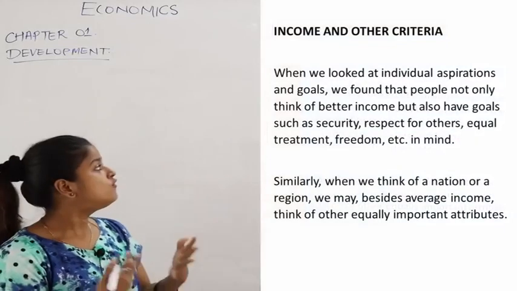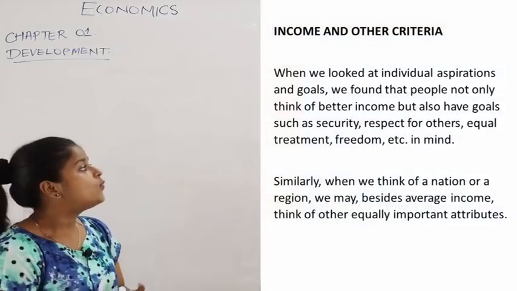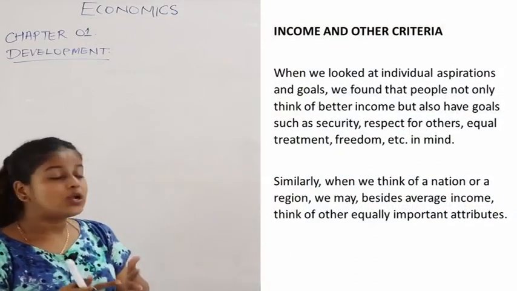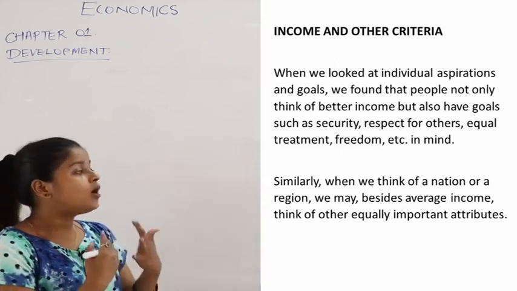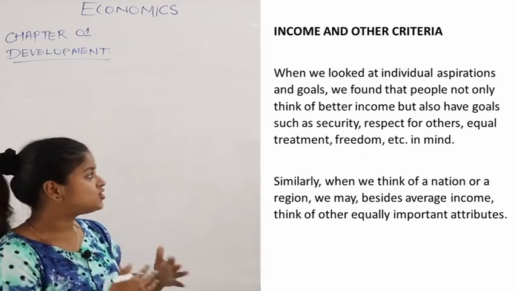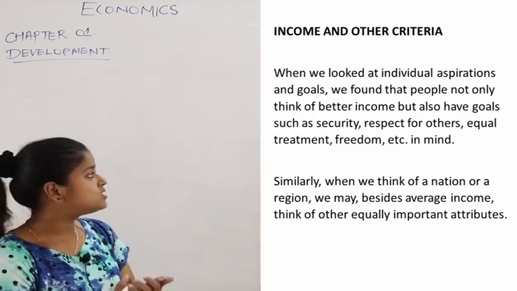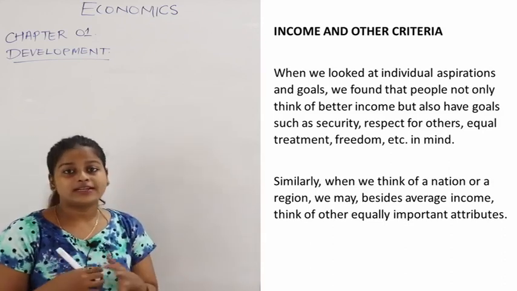Okay, let us now move on to the next topic, that is income and other criteria. When we looked at the individual aspirations and goals of people, we found out that people not only think of better income, but they also think of goals such as security, respect for others, equal treatment, freedom, etc. All of these factors are in their mind.